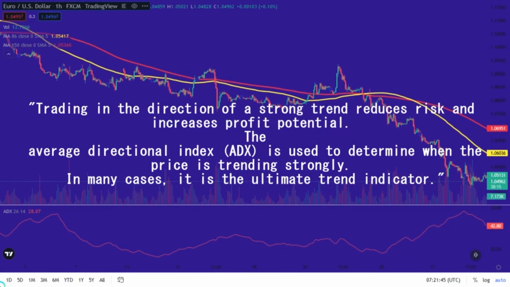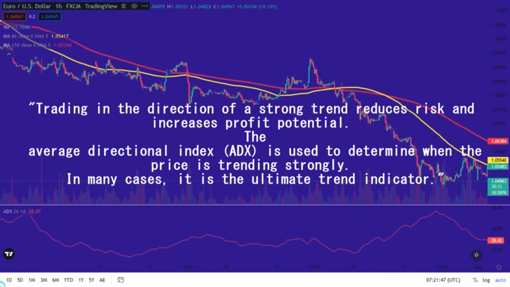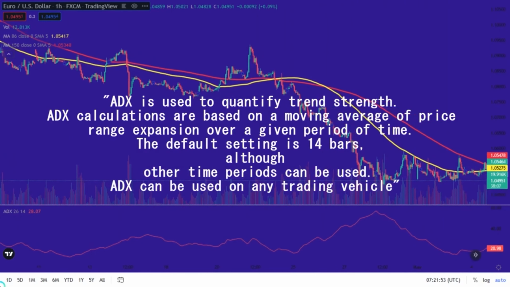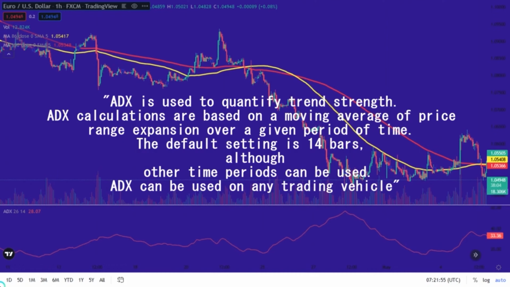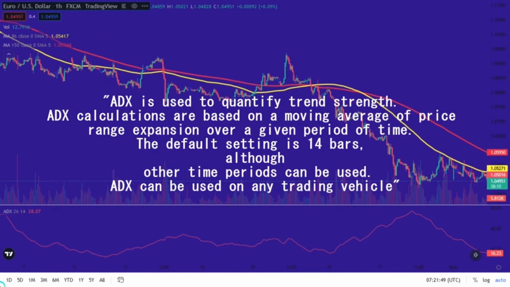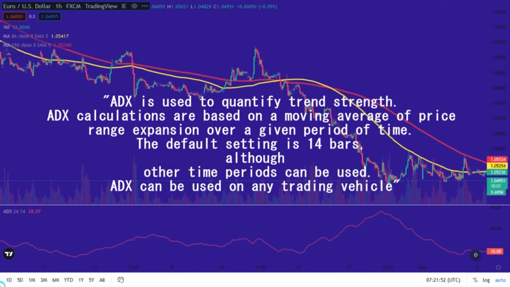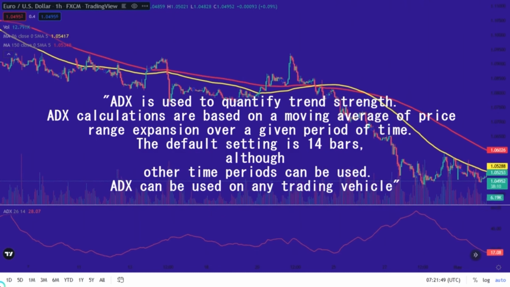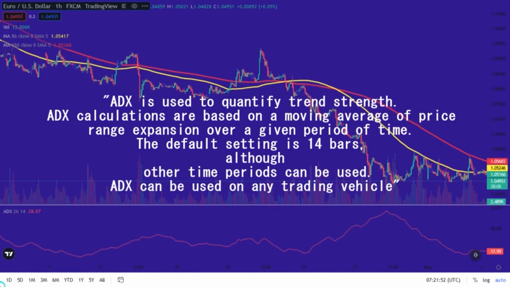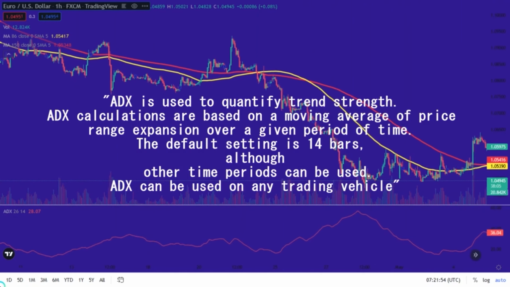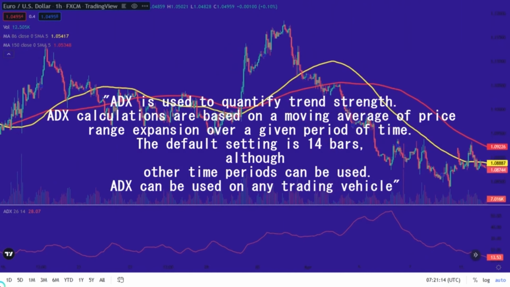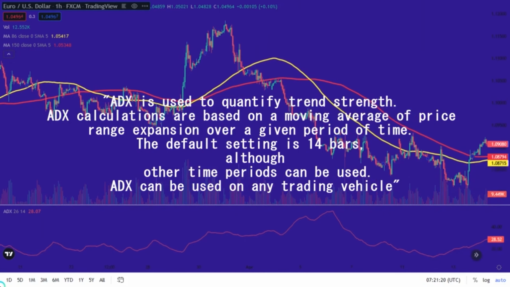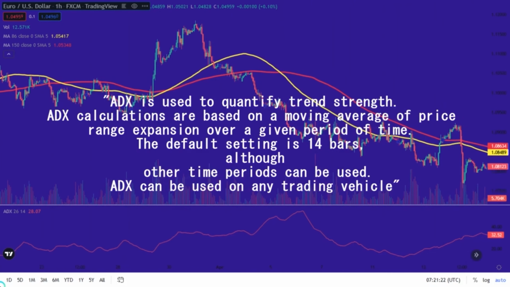In many cases, it is the ultimate trend indicator. ADX is used to quantify trend strength. ADX calculations are based on a moving average of price range expansion over a given period of time. The default setting is usually 14 bars, although other time periods can be used. The ADX can be used on any trading assets, instruments like stocks, funds, forex, futures, or even crypto.